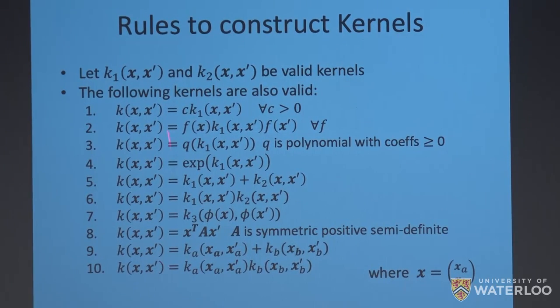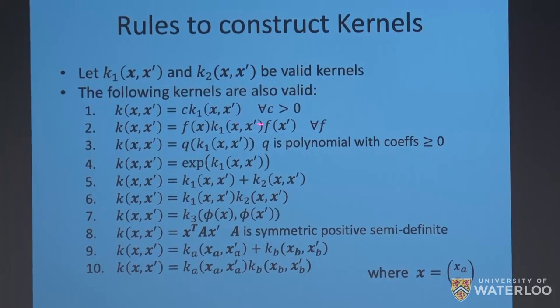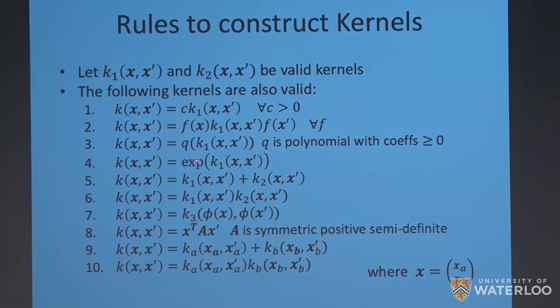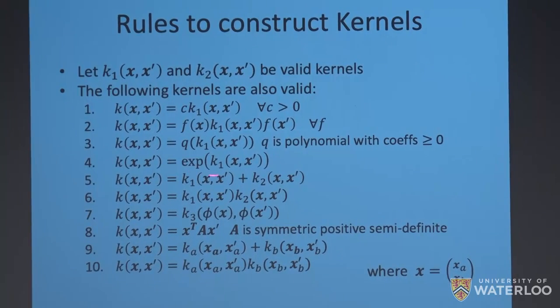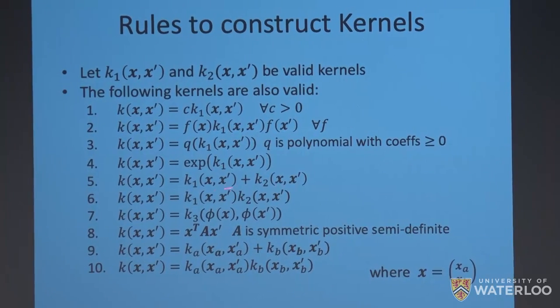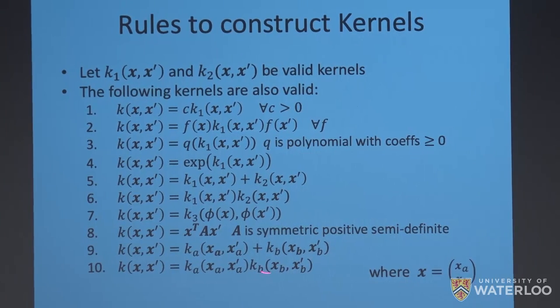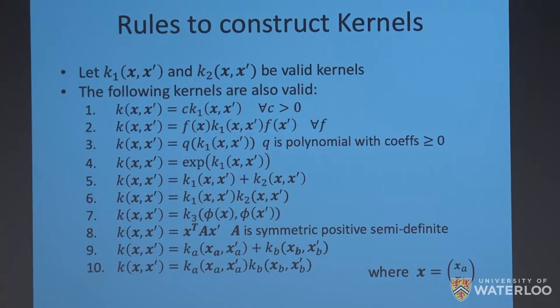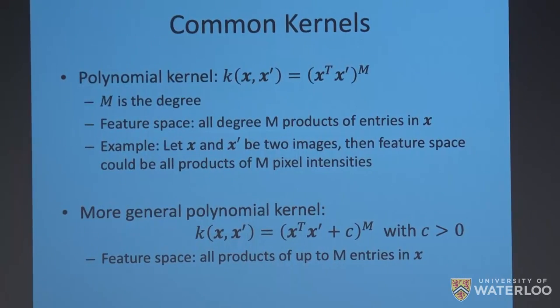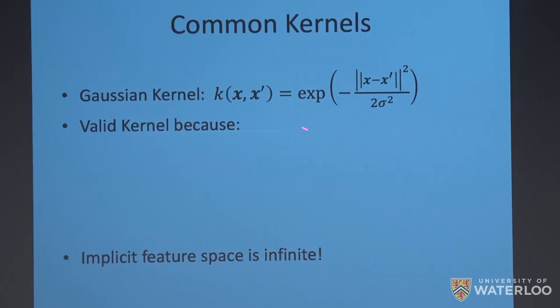If you recall, if I have two kernels, K1 and K2, that are valid, I can make new kernels by essentially just multiplying an existing kernel by a positive constant, pre and post multiplying a kernel by some function, taking the polynomial of a kernel, the exponential of a kernel, adding two kernels, multiplying two kernels, etc. Okay? So now I'd like you to look at those rules, and let's go back to our Gaussian kernel.